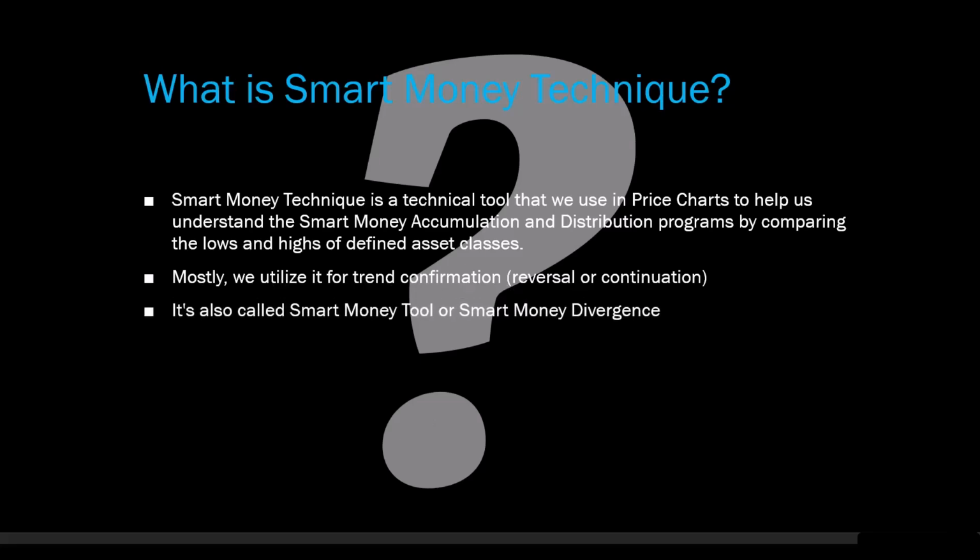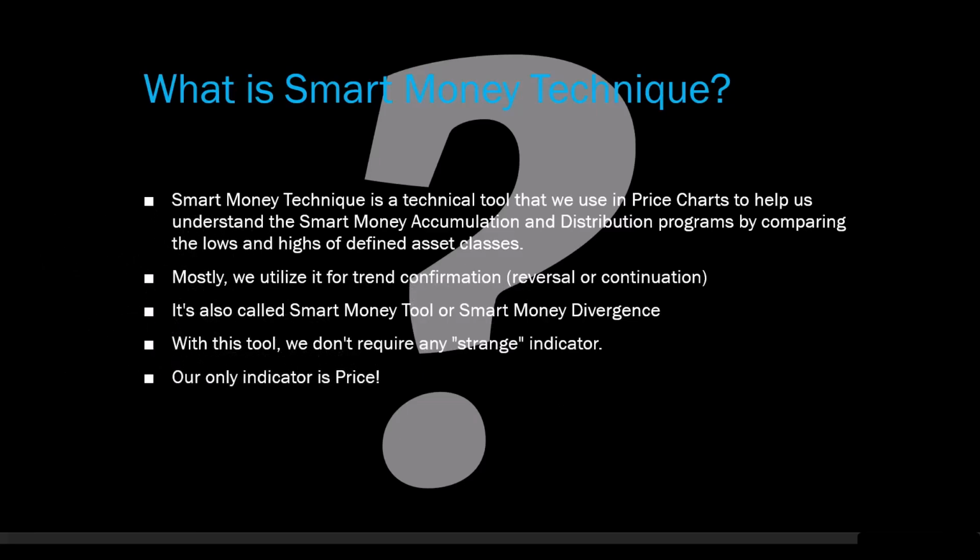This smart money technique is also called the smart money tool or the smart money divergence. This is the only indicator that we require. We don't require any special, external, or strange indicator whenever we are trading. Remember, the core basis is tracking the footprints that these institutions leave behind, and one of them is this particular smart money technique. So you won't require any special, external, or strange indicator. The only indicator that you require is price.